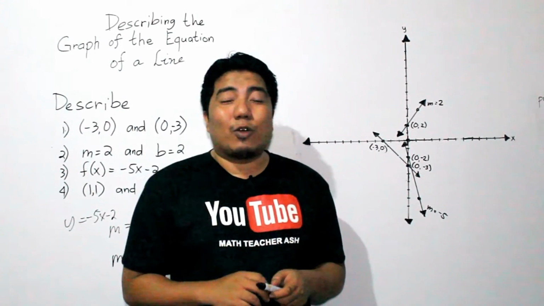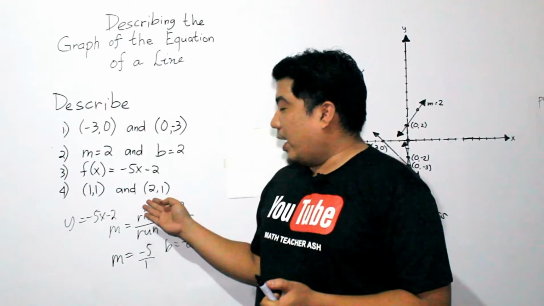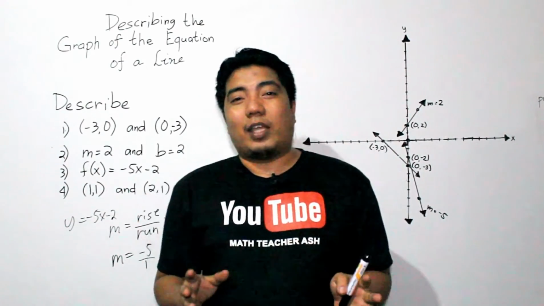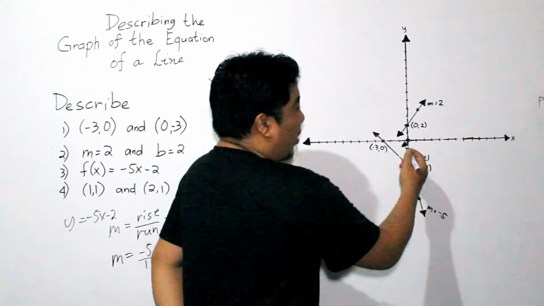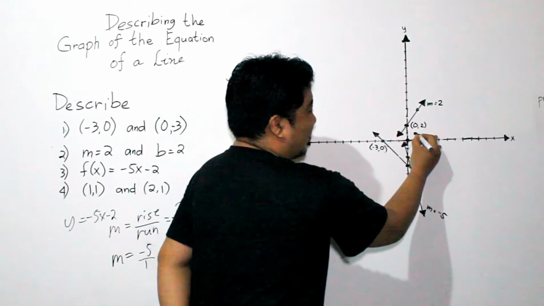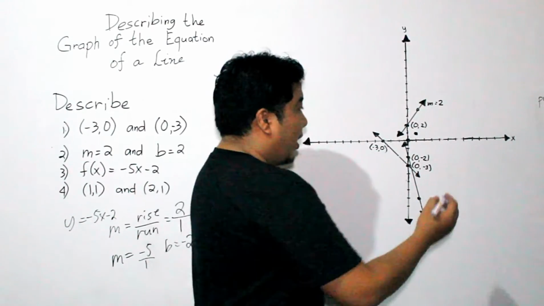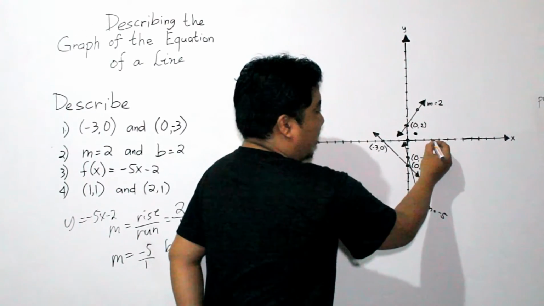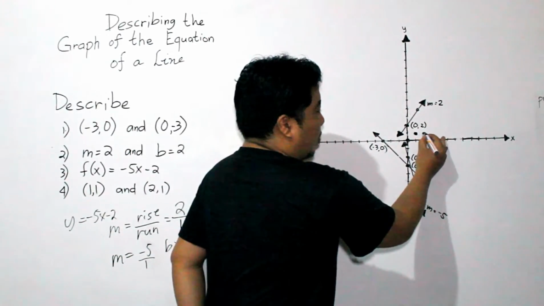Okay? And now let us go to our final example. We have positive 1, 1, and 2, 1. So, where is that located? This is an example of 2 points. So, 1, 1, that is located here. And our positive 2, 1 is also located here. Positive 2, 1, that is also here.